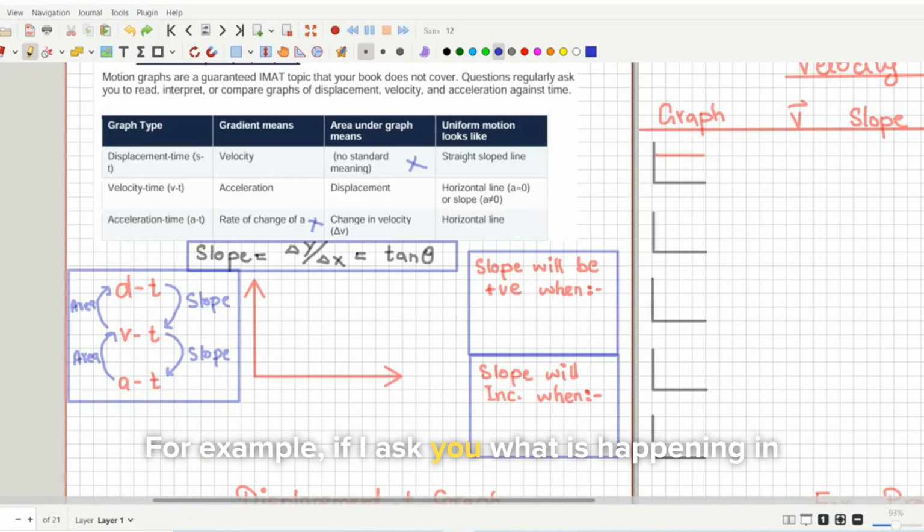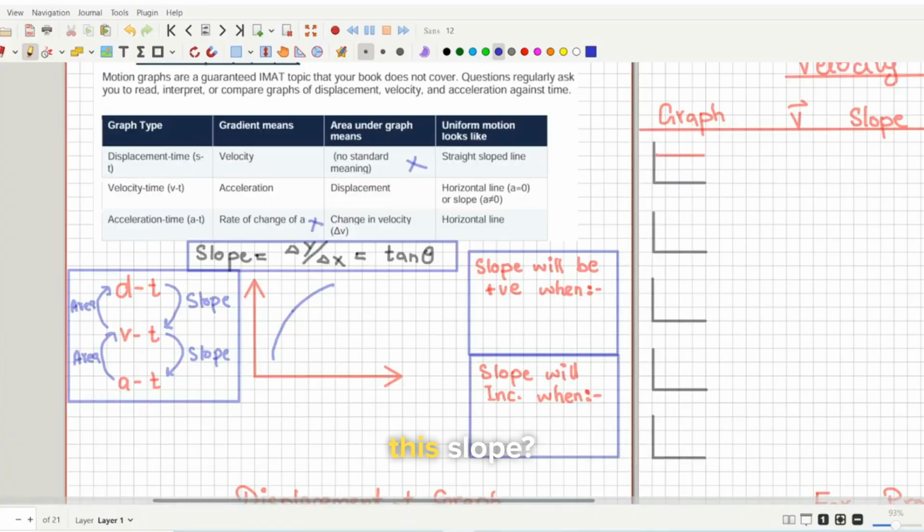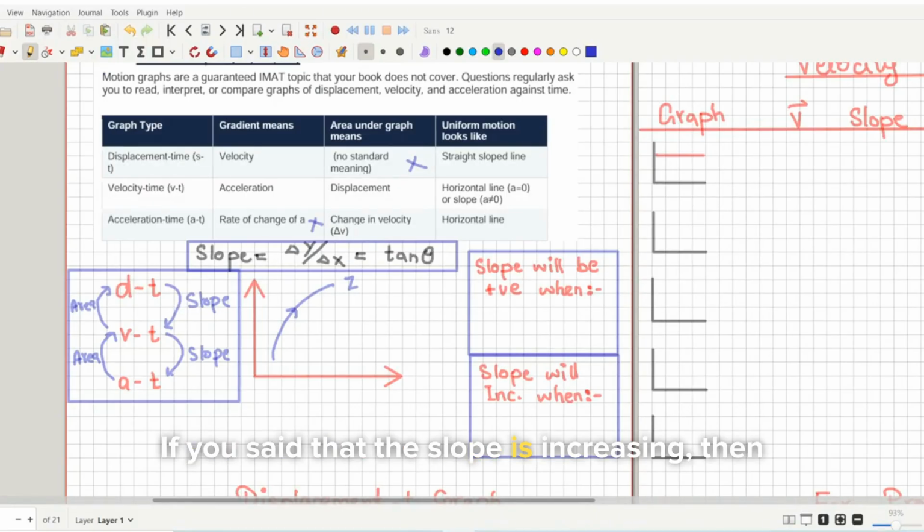For example, if I ask you what is happening in this slope, let's call this slope z, whether it is increasing or decreasing. Take your time and give me your answer. If you said that the slope is increasing, then your answer is wrong. The slope is actually decreasing. And if I ask the same question, whether the slope is positive or negative, then think about it. If you thought the slope is positive, then your answer is actually right.